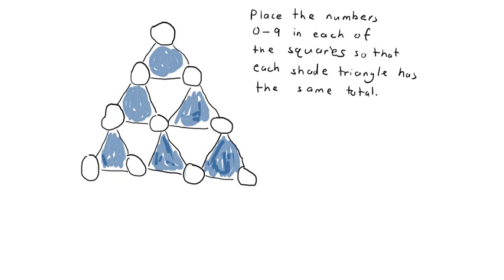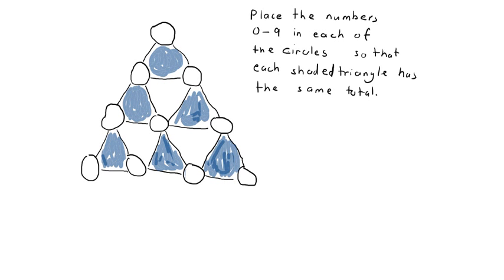Hello, we're going to do the solution for this problem-solving question now, and the question said, place the numbers 0 to 9 in each of the squares. I wrote squares, I meant to say circles, obviously. Let's change that: in each of the empty circles, so that each shaded triangle has the same total.